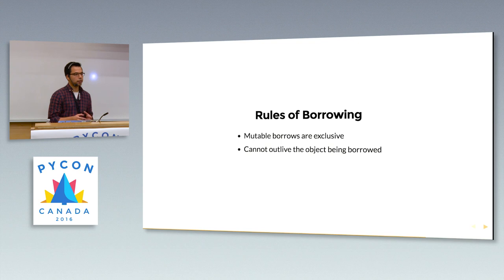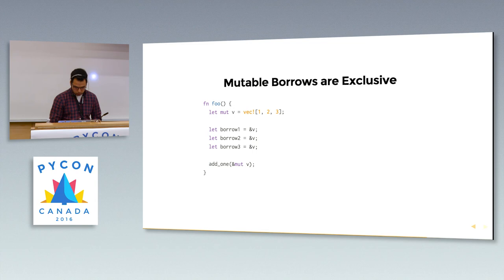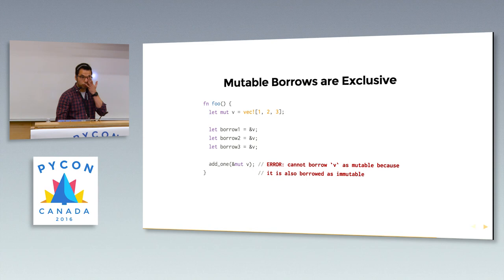So just to show you two examples of that, here's the first one: if you have a number of borrows to an object, as soon as you try to take a mutable one, because those are still active, this is forbidden. And Rust will give you a compile time error.